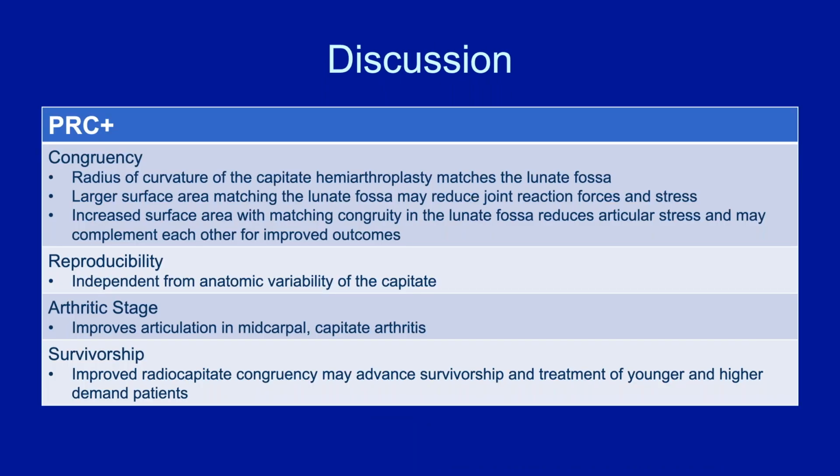So this procedure, which is a capitate cap, I call it the PRC plus, the congruency is improved because there's several different sizes that can match the lunate fossa. It's reproducible. It can be done with any arthritic stage now, even in stage 4 SLAC wrist, where the radiolunate involvement is present, because we can now resurface the radius. And the survivorship is excellent when looking at long-term studies. Next slide. Thank you very much.